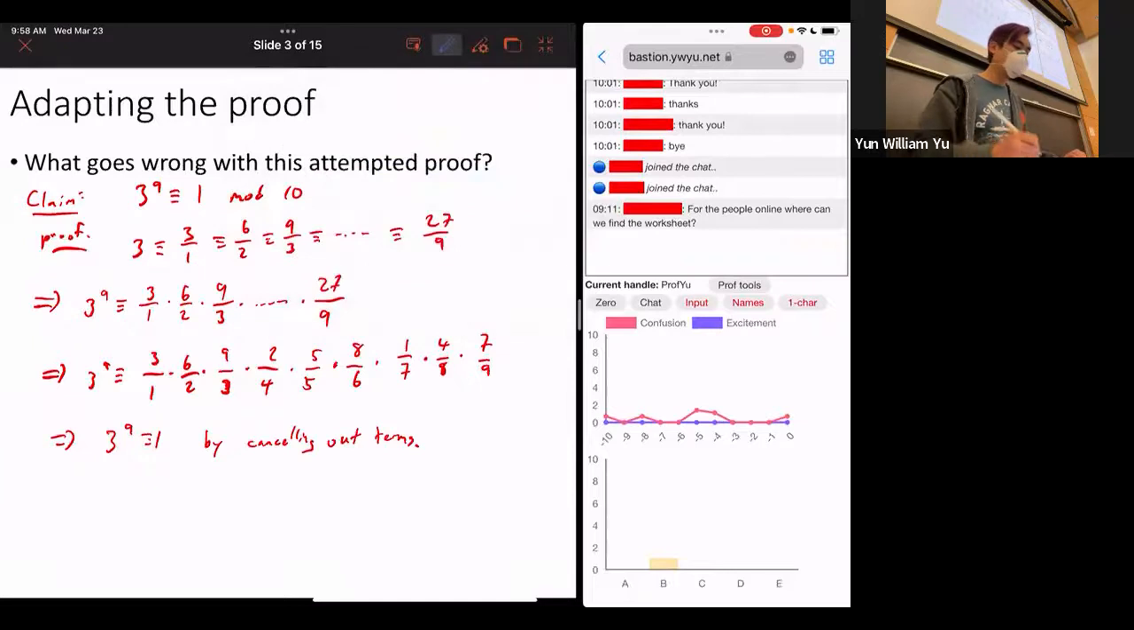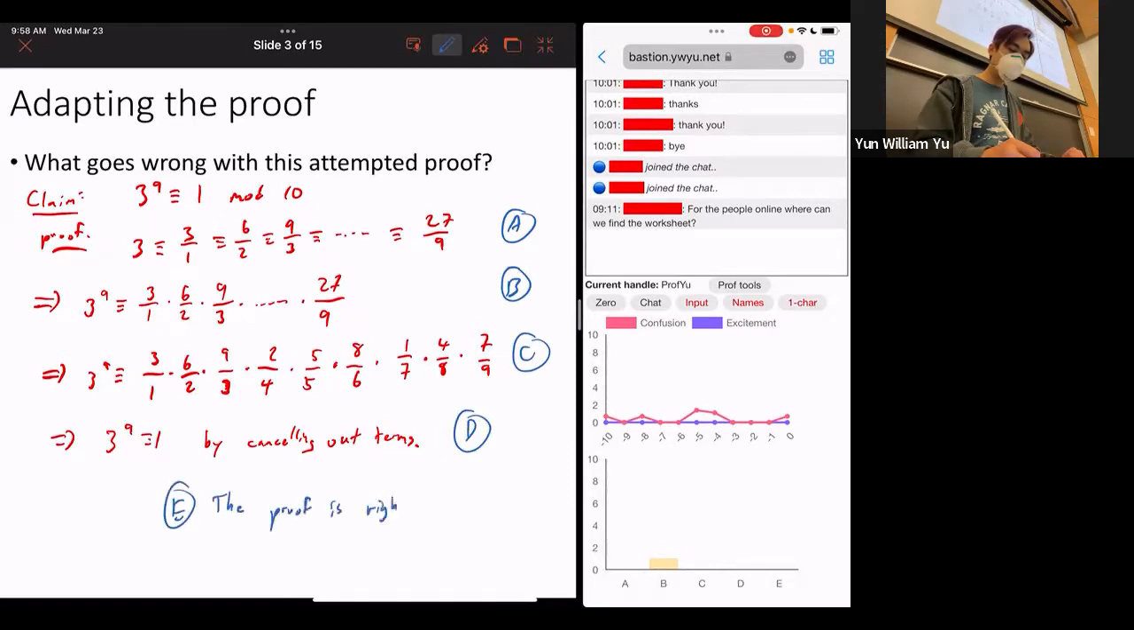So what went wrong? So I've already told you that this is wrong. Which of these steps went wrong? Or maybe you think that this proof is right. What steps went wrong? Or maybe it's not just one step, maybe multiple steps went wrong. When did I do something I'm not allowed to do?